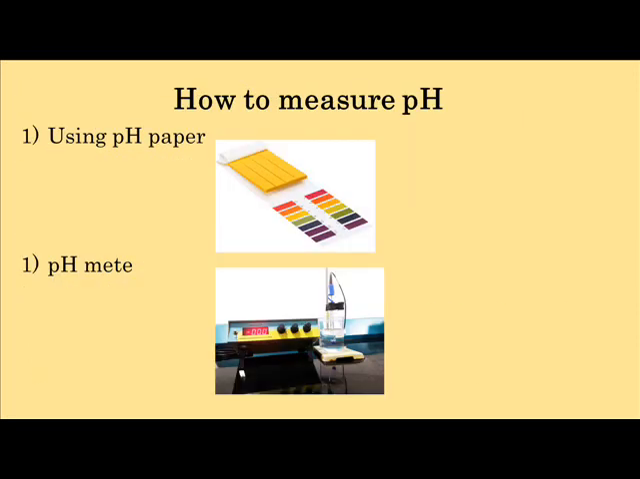In this slide you can see litmus paper and pH meter instrument. The litmus paper method is easy as compared to a pH meter, but it is not an accurate method. Handling and storage of litmus paper impact the results. So, litmus papers are not used nowadays.